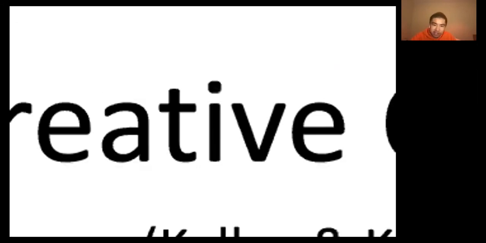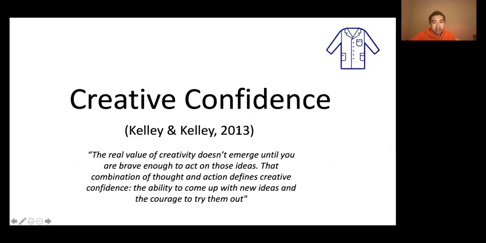An interesting concept that I find is creative confidence, and the way we define it is this belief in one's own ability to generate creative ideas and bring them to life. So it's really about unlocking that creative potential and bringing something to life. This concept was introduced by the brothers Tom Kelley and David Kelley in 2013 in the book with the same name, which I really recommend. They believe that the real value of creativity doesn't emerge until you're brave enough to act on those ideas. That combination of thought and action drives creative confidence: the ability to come up with new ideas and the courage to try them out.